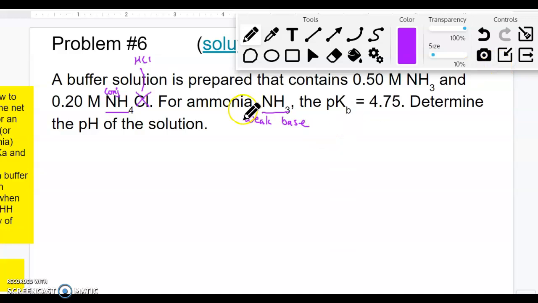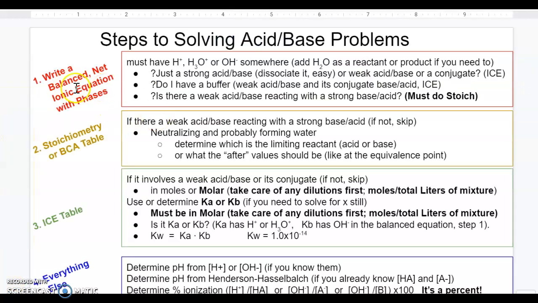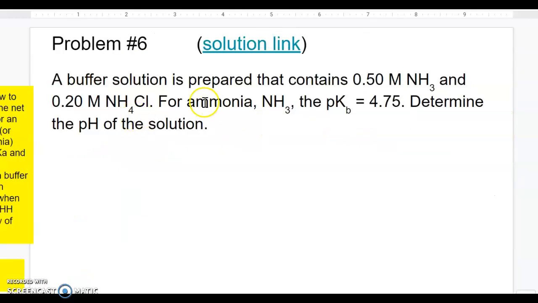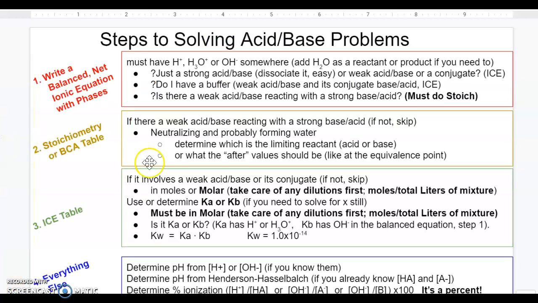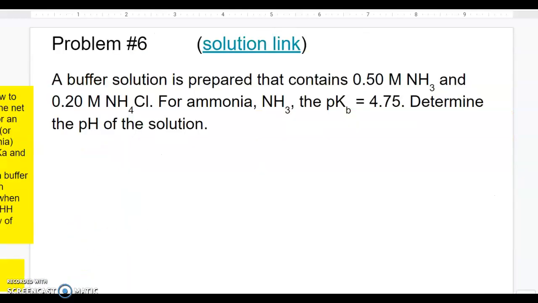And so when we start this problem, we're doing the same thing that we do with all our other ones. We write a balanced net ionic equation. I am not dealing with a weak acid and a strong base. I don't see any strong acids in here. This is the conjugate of it, so it's not actually the strong acid. So I don't have to do any stoichiometry. I could go about doing this with an ICE table. We'll show you a long way of doing this problem and then a short way of doing the problem. But here we go.